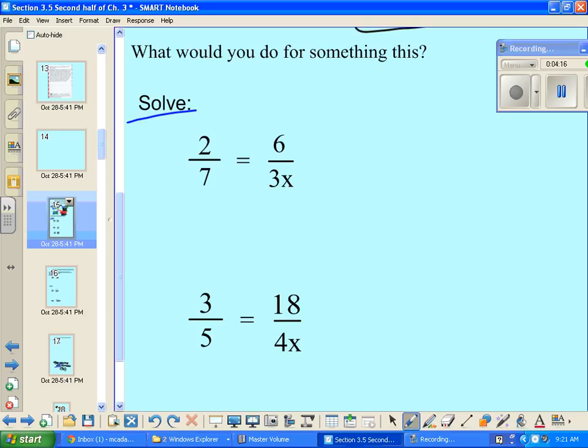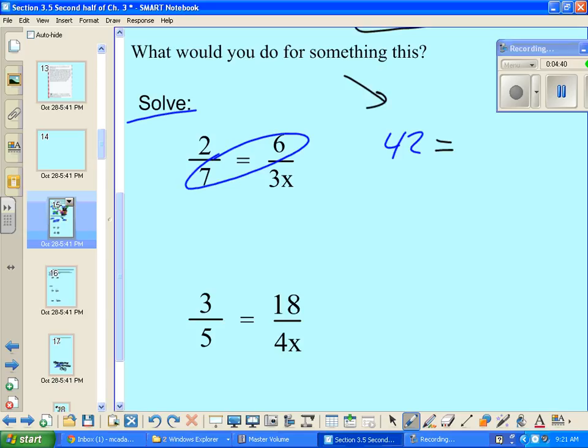So again, this problem says solve. So what I'm going to do is use the cross products method. I'm going to take 7 times 6, and that's going to be one side of my equation. So actually, I'm just going to jump right to that. 7 times 6 is 42. If you're doing this problem in your book, when you're doing these problems for your homework, you don't have to rewrite the problem. You can write exactly what I'm writing down on this side. This could be what your notebook looks like.